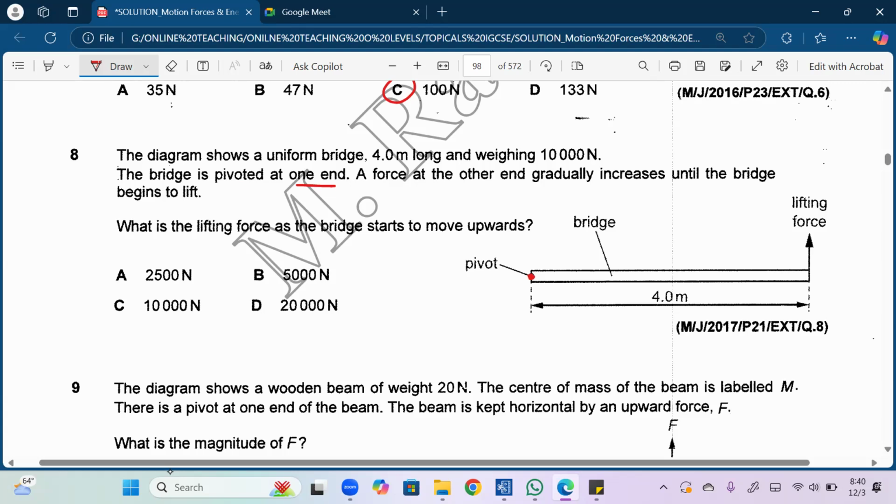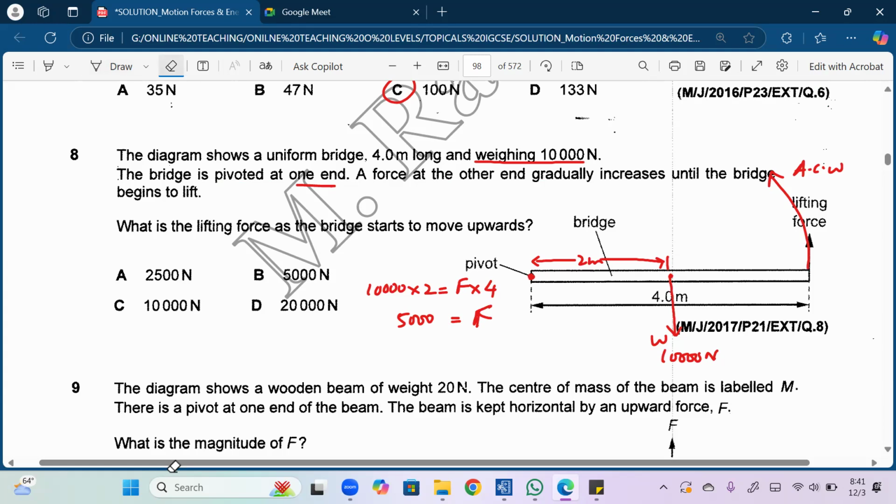So we would see which type of movement this is going to produce. The anti-clockwise moments. And the weight is way here. It is not displayed, but we know he has already told us the weight is 10,000 newtons and it is acting right in the middle. So it is at 2 meters. So I would say 10,000 times 2 equals F times 4, which gives 5,000 newtons force. So the force is equal to 5,000 newtons. So the answer would be D.